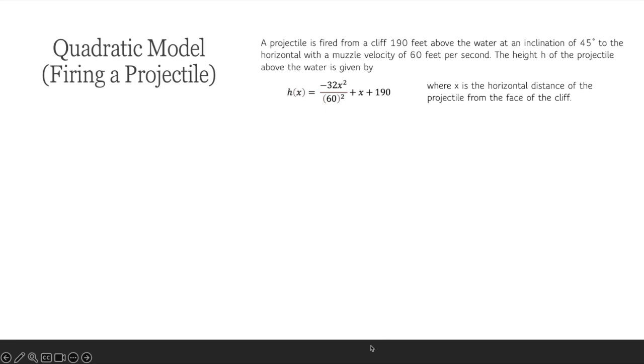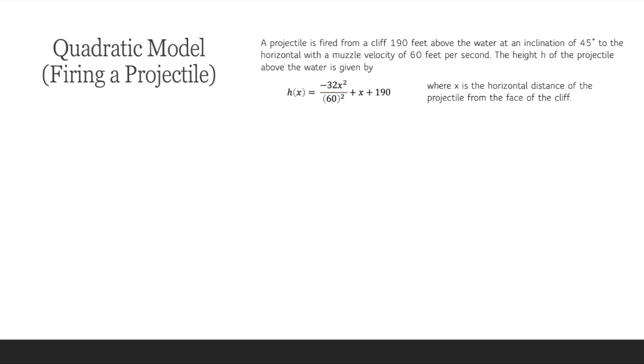Hi everyone, the objective of this video is to show three different problems that are modeled as a quadratic equation. It's a quadratic model. So the first one is about a projectile. A projectile is fired from a cliff 190 feet above the water at an inclination of 45 degrees to the horizontal with a muzzle velocity of 60 feet per second.